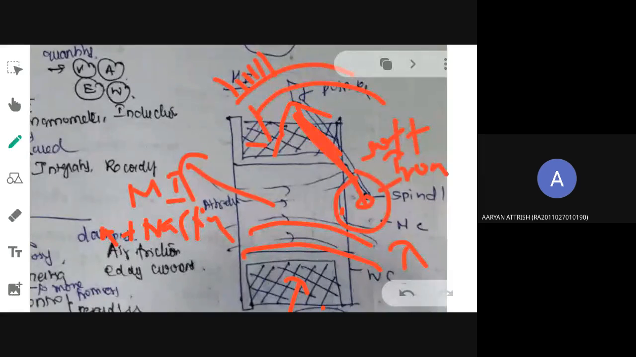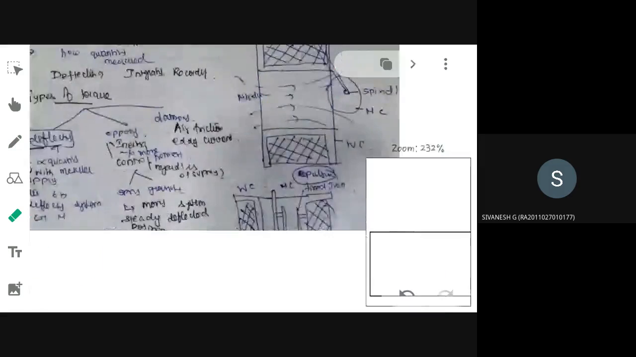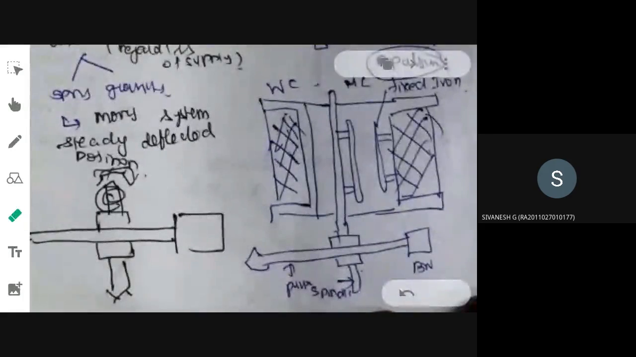So this type of instrument is called as what type of instrument? Moving iron. Moving iron, attraction type or repulsion type? Attraction. Attraction type. So next, what will happen if it is to be a repulsion type, we need to discuss.